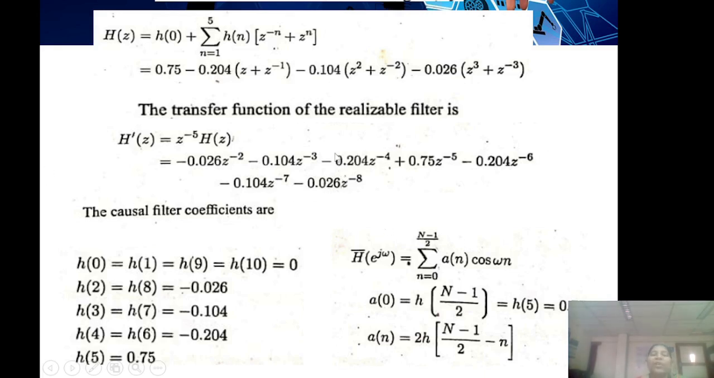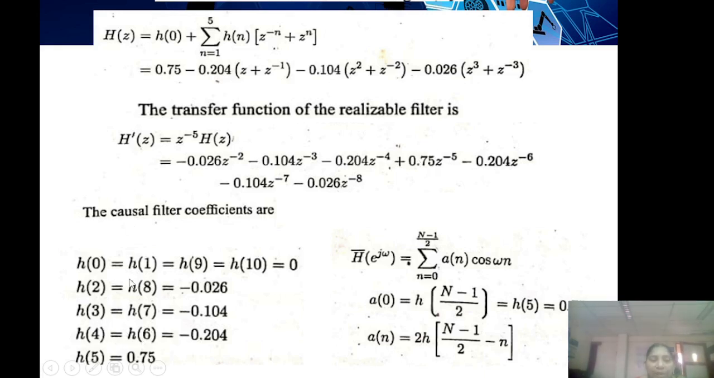Now in this, we have to find out the filter coefficients. So you know that h of z power minus 2 is symmetrical with z power minus 8. That's why same value. So h of 2 equal to h of 8 equal to minus 0.026. And h of 0 is equivalent to h of 1, h of 9 is equivalent to 10, those values are 0. Then h of 3 is symmetrical to 7, that's why the value is minus 0.104. Then h of 4 is symmetrical to h of 6, so the value is minus 0.204. For h of 5, it is 0.75.